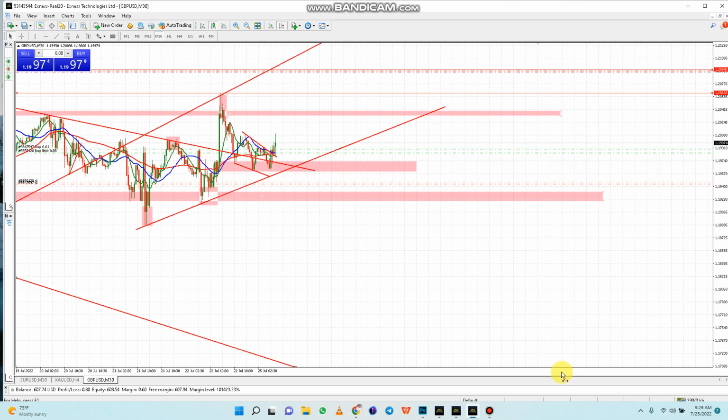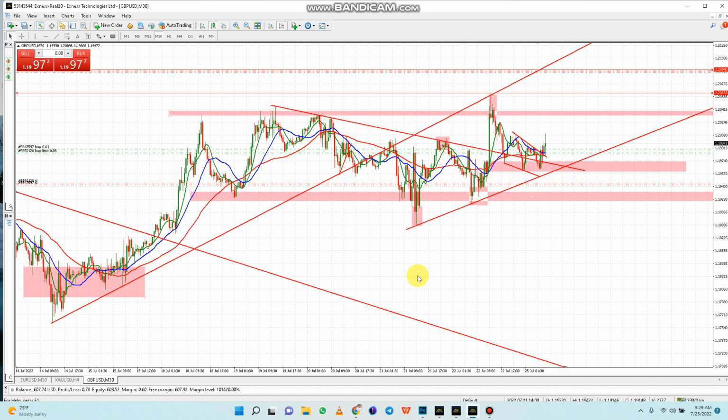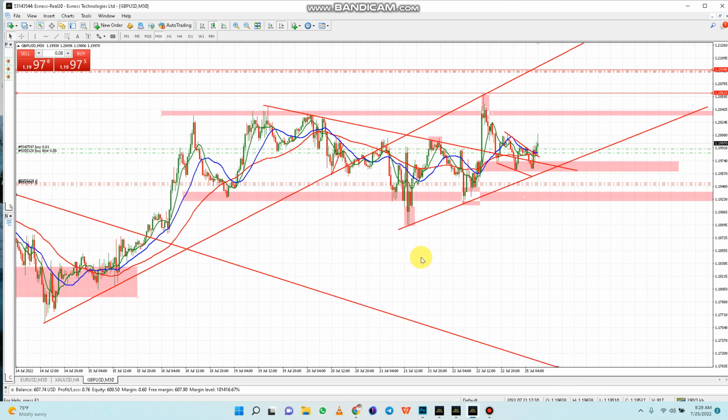All right, so that's my analysis for GBPUSD for you guys this morning. It's simple. We have a high, we have a low. We have a higher low. This high is higher than this low, and we have a high, and this high is higher than this high. And now it's back to form something like another higher low in this area here. So you can see it's forming something like a higher low.